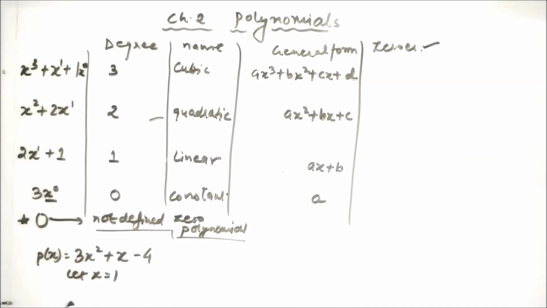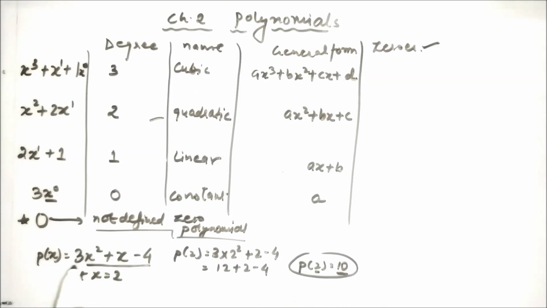Now suppose I take x is equal to 2. So p of 2 will become 3 into 2 square plus 2 minus 4. When you solve this, you get 3 into 4, that is 12, plus 2 minus 4. So p of 2 is equal to 10. We can say that 10 is the value of this polynomial at x is equal to 2.